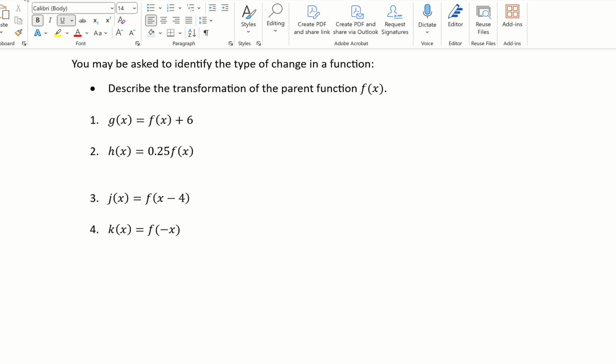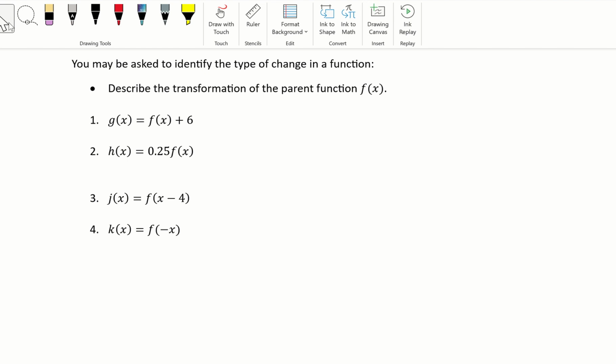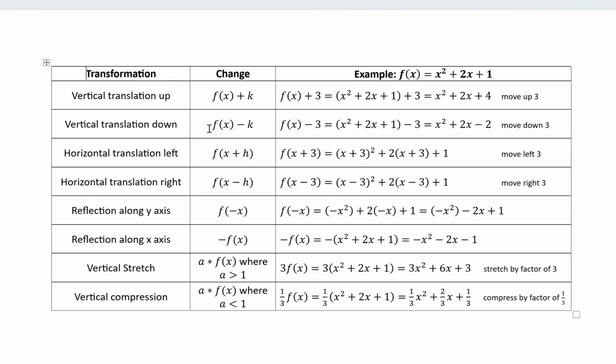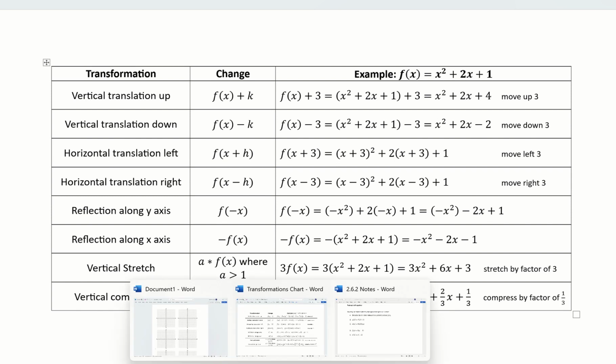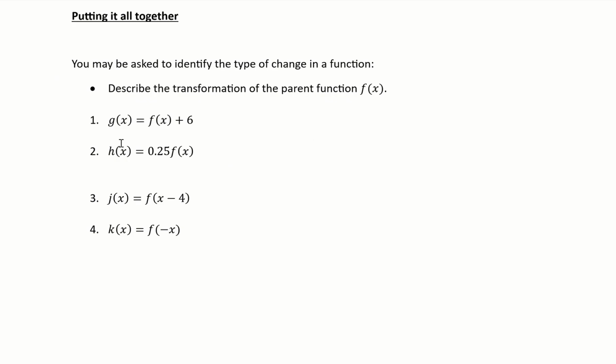So there could be a point where I ask you to describe the type of transformation happening for the parent function. So this is just purely recognition. So if I'm looking at number 1, I'm looking at f of x plus 6. So anytime you have f of x and we're adding outside of these parentheses, that means we're looking at something that's like f of x plus k. So here I have f of x plus 3. I'm moving up by 3. This particular example is f of x plus 6. They're not telling us what f of x is. So all I can say is that this is going to be up by 6.